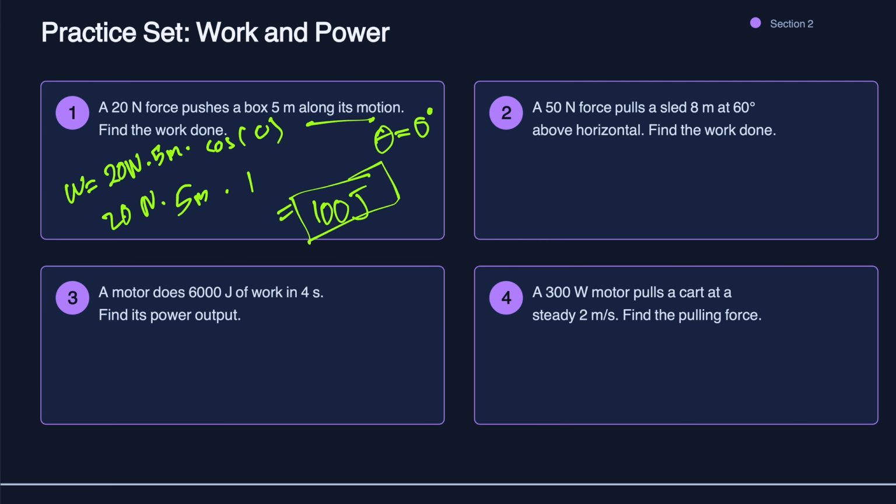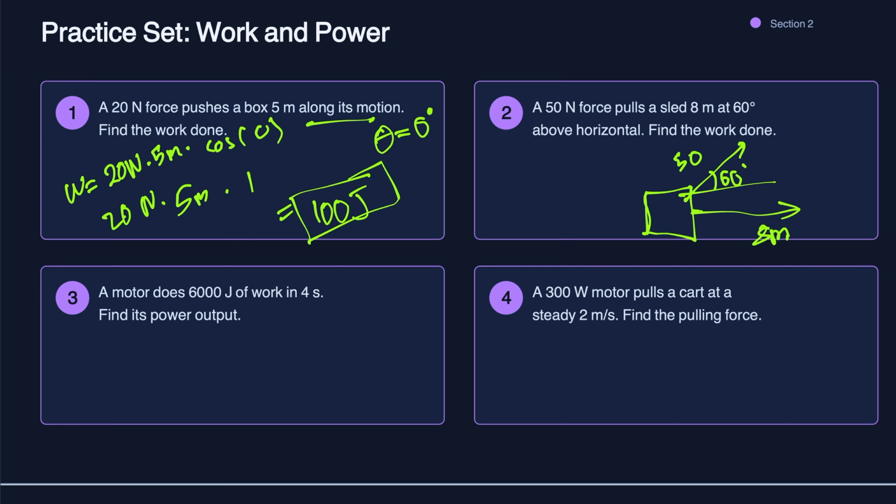Okay, so now let's try the next one. A 50 Newton force pulls a sled 8 meters at 60 degrees above horizontal. So the sled is being pulled 8 meters in the horizontal, but the force is 50 newtons at 60 degrees above the horizontal. And we need to find the work done.